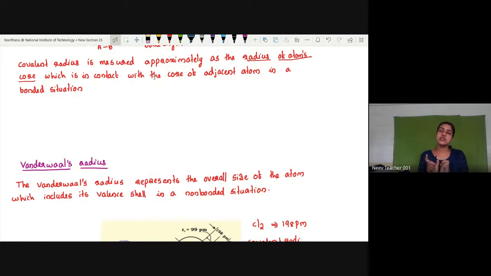So van der Waals radius means the normal radius of an atom. It represents the overall size of an atom which includes the valence shell in a non-bonded situation. So covalent radii we will measure in a bonded situation, and van der Waals radius is actually the radius of an atom in a non-bonded situation which includes its valence shell.